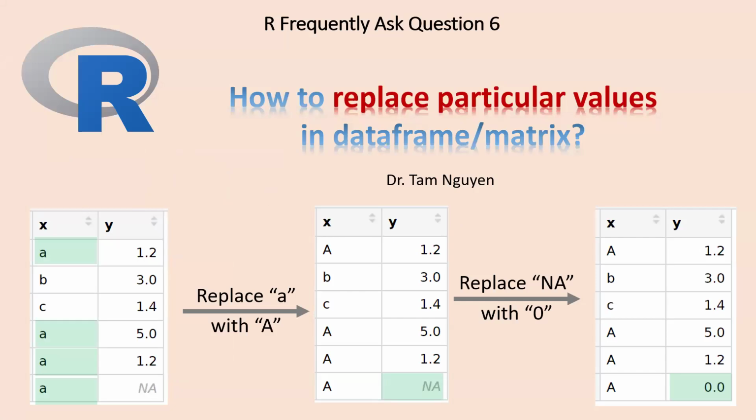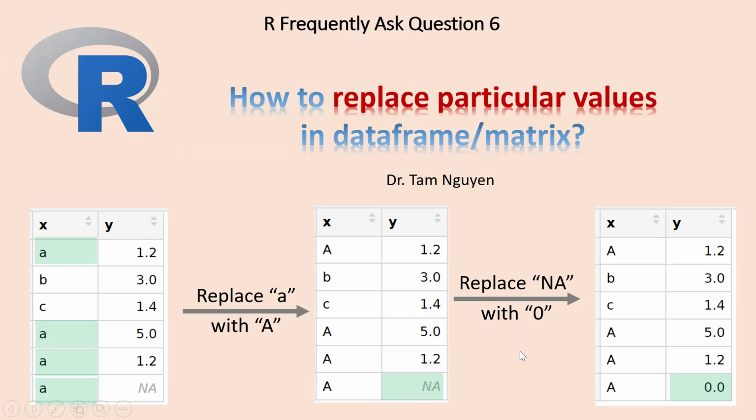Hi everyone. In this video, we will learn how to replace particular values in a data frame or matrix with other values. For example, we have a data frame or matrix, and we want to replace small a with capital A in here. Or if we want to replace NA with zero or other values.